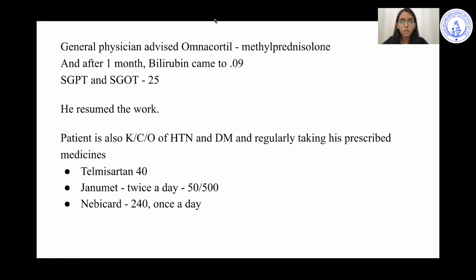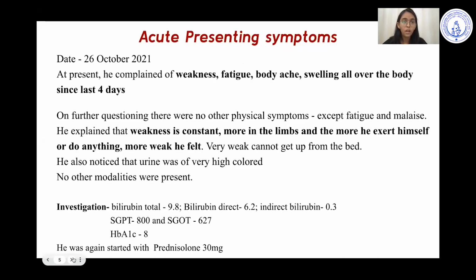After a month of continuing the corticosteroid therapy, his bilirubin came back to normal. His SGOT, SGPT also came back to normal, so he resumed his work. He is also a known case of hypertension and diabetes, taking his prescribed medicine regularly. So now he came to us with the presenting complaint.